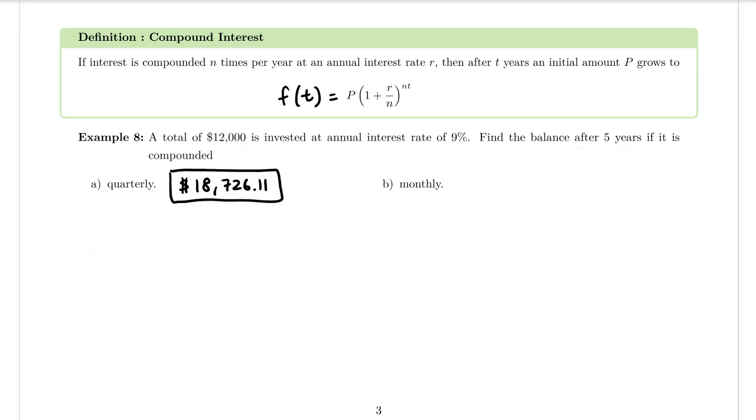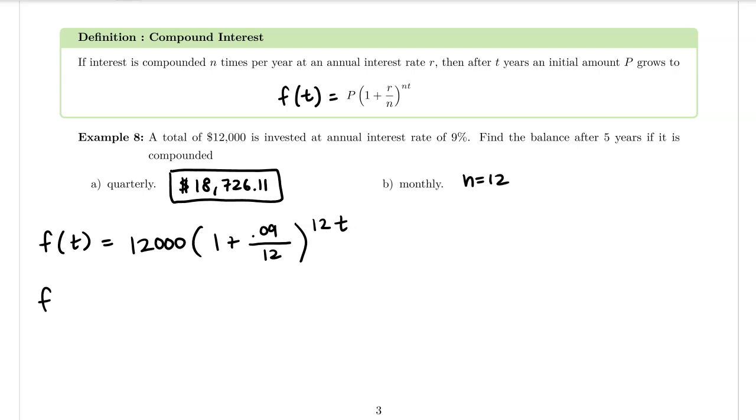Part B wants to make us do the same calculation, but now we're compounding monthly. So f of t is going to equal 12,000, our principal amount, times (1 plus our interest rate, 9%, or 0.09 as a decimal). And compounding monthly means that the number of times per year that we're compounding is 12. So our n value is 12 in this case.